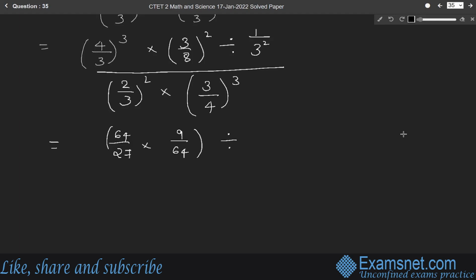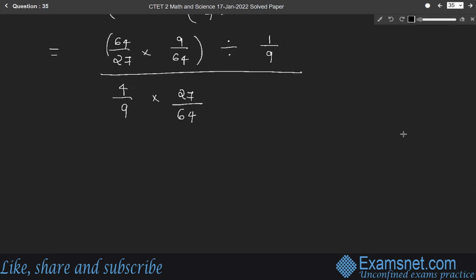divided by 1 by 3 square, which is 1 by 9, whole divided by 2 square by 3 square, 4 by 9, into 27 by 64. So this can be written as, we can simplify it. 64 will get cancelled. So 64 will get cancelled. 9 into 3, that is 1 by 3, divided by 1 by 9, whole divided by, so here also we can simplify.